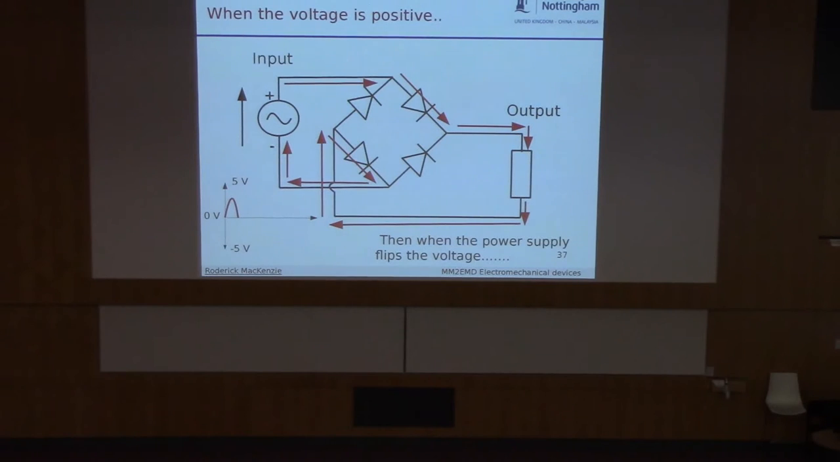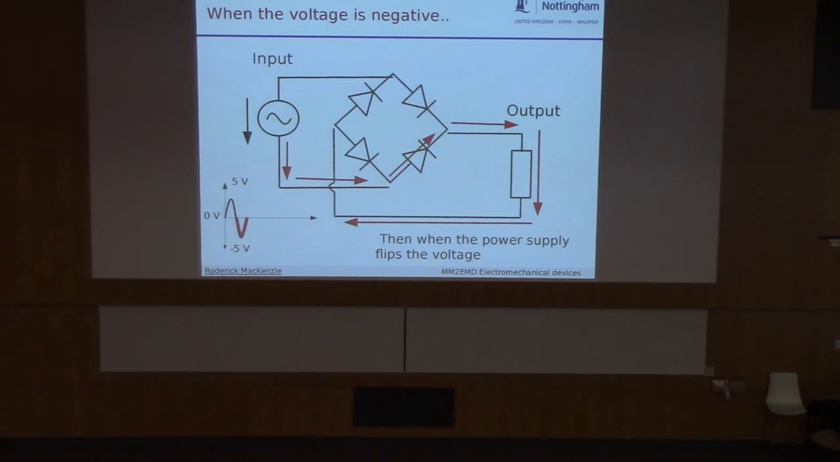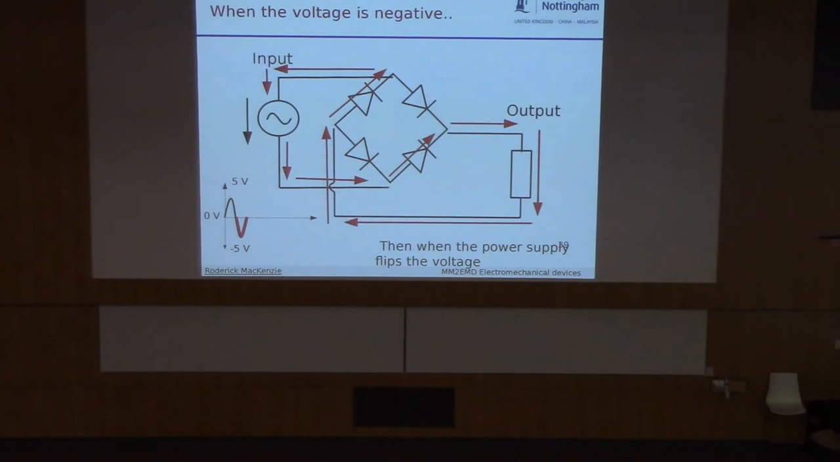Now this is the clever bit. When we reverse the voltage, so now we've got a negative voltage here, what happens is we've got current flowing the other way from our supply, it flows along here, through this diode, through our load, down here, through here, then back up there, back there, and round there.